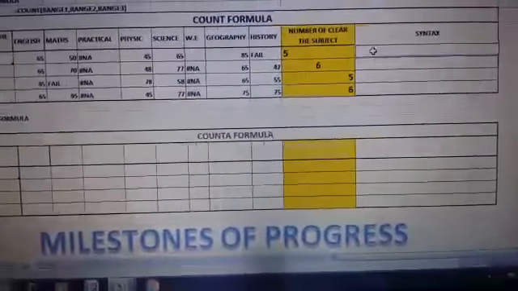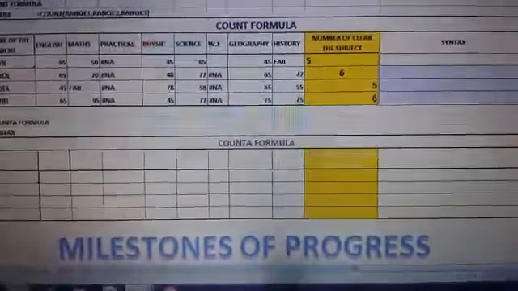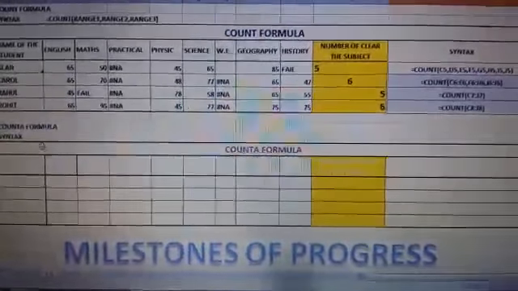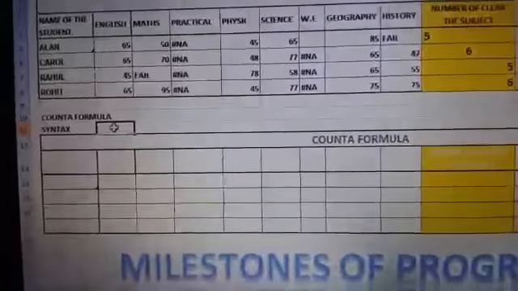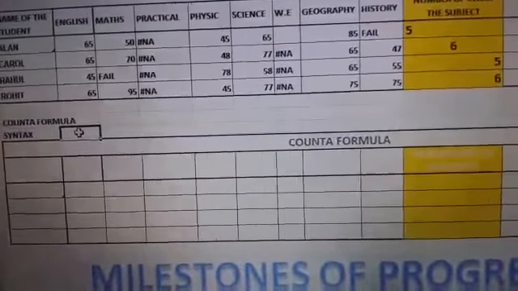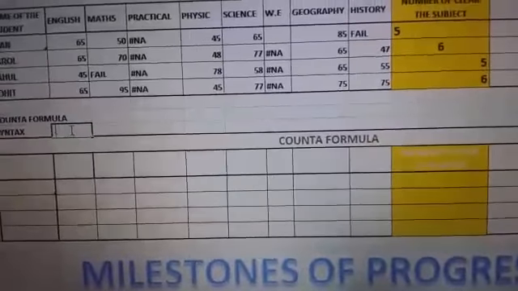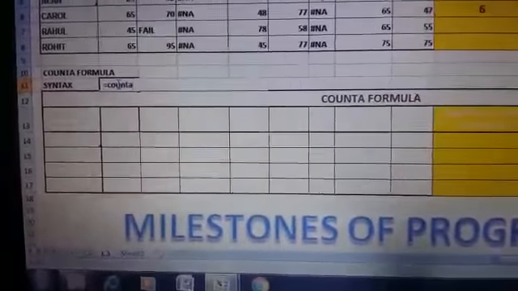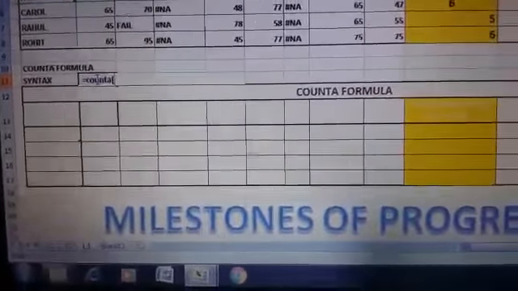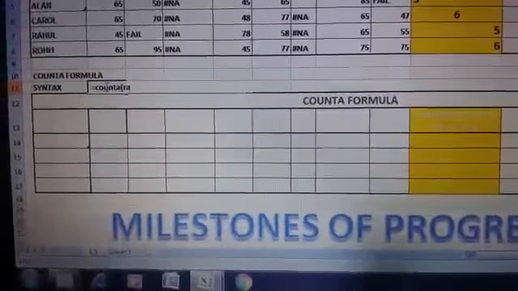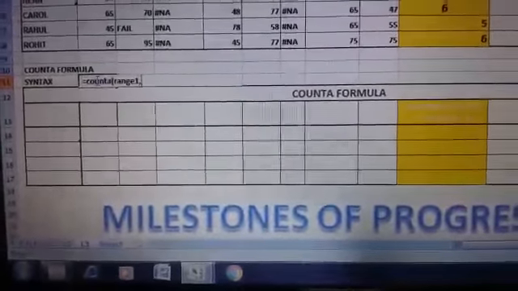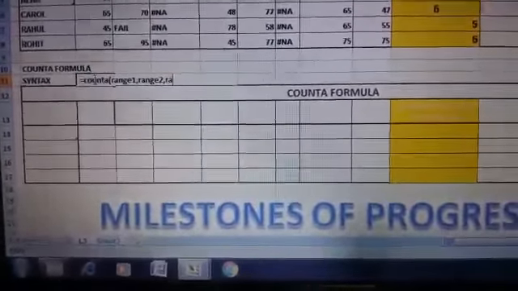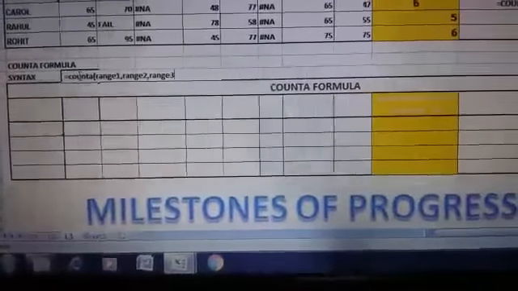Okay, the syntax is here. This was the COUNT formula. Okay, and the COUNTA formula syntax is equal to COUNTA, then first bracket, then range 1, comma, range 2, then comma, range 3, then bracket close. Okay.